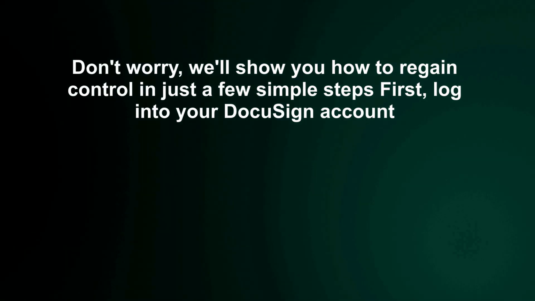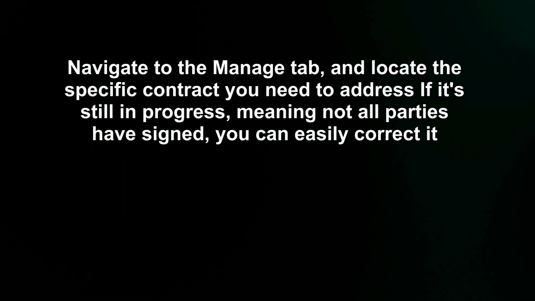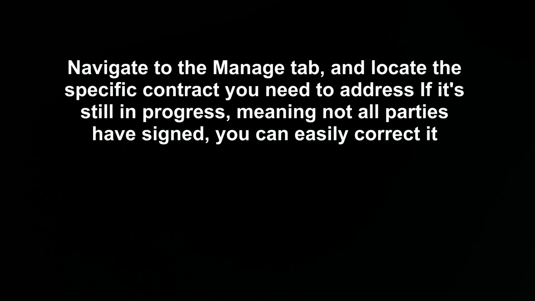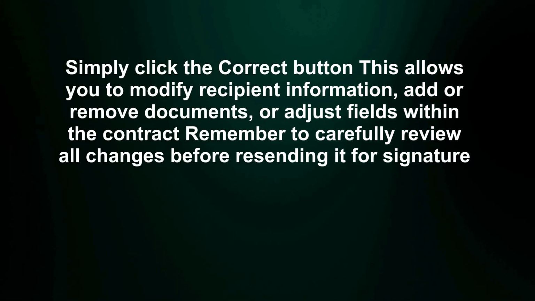First, log into your Docusign account. Navigate to the Manage tab and locate the specific contract you need to address. If it's still in progress, meaning not all parties have signed, you can easily correct it. Simply click the Correct button.